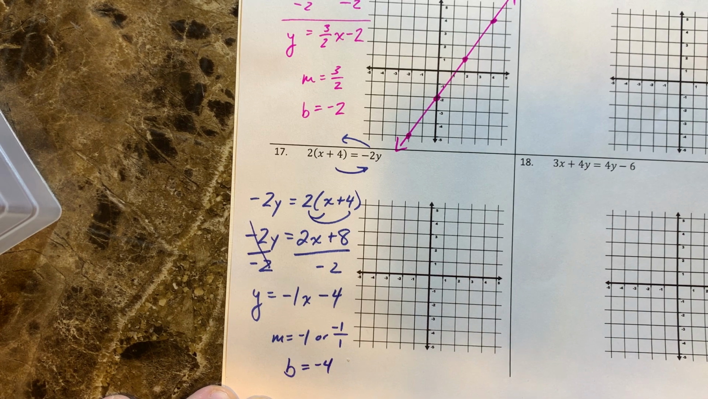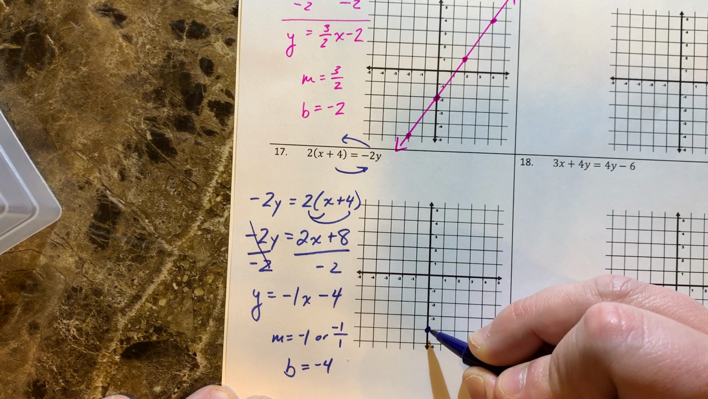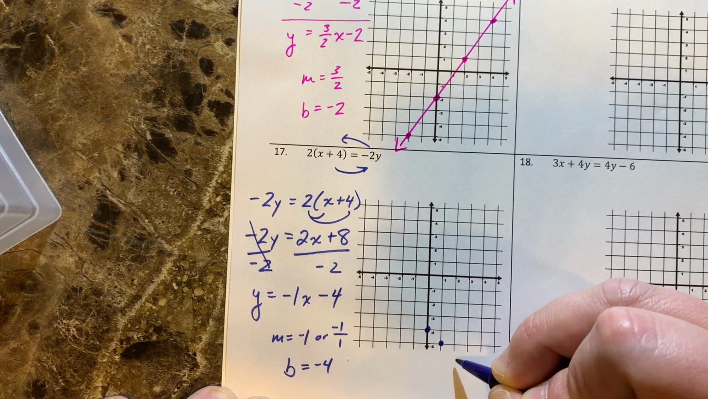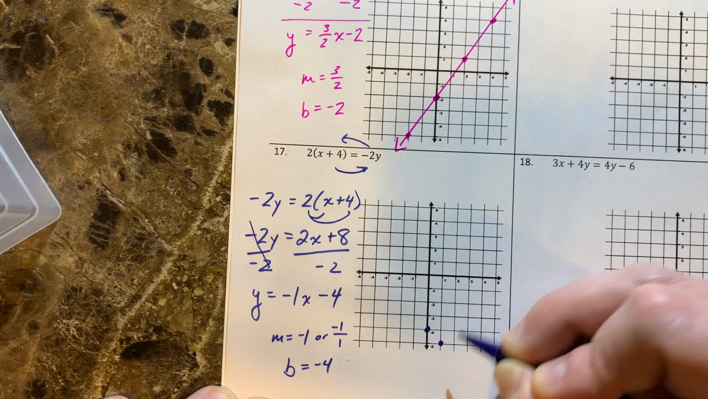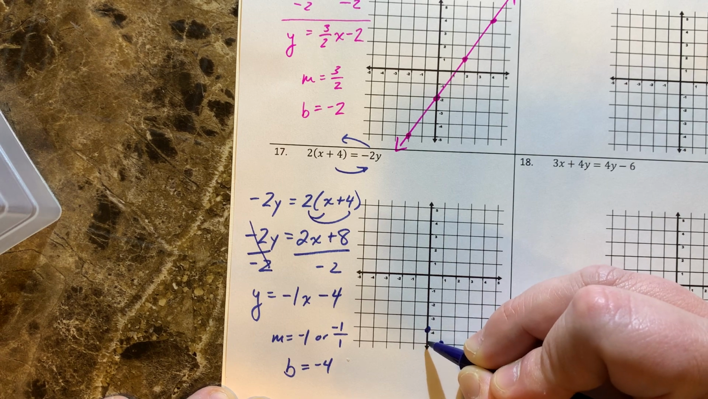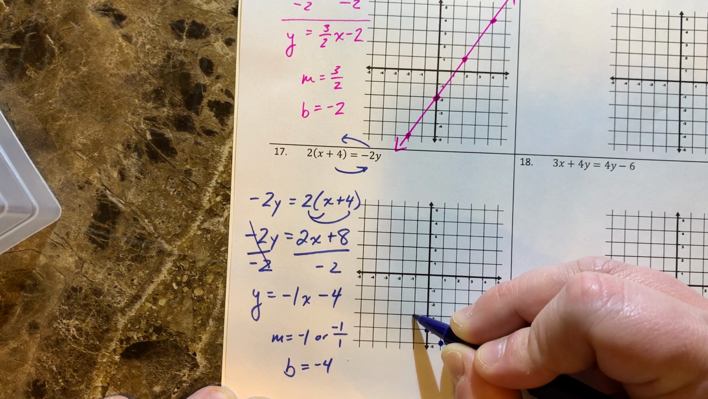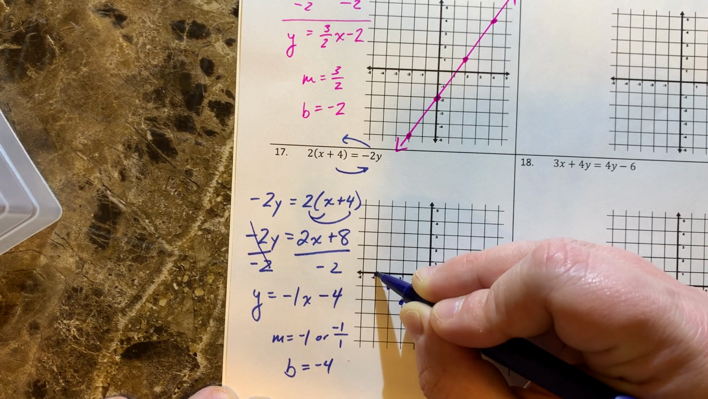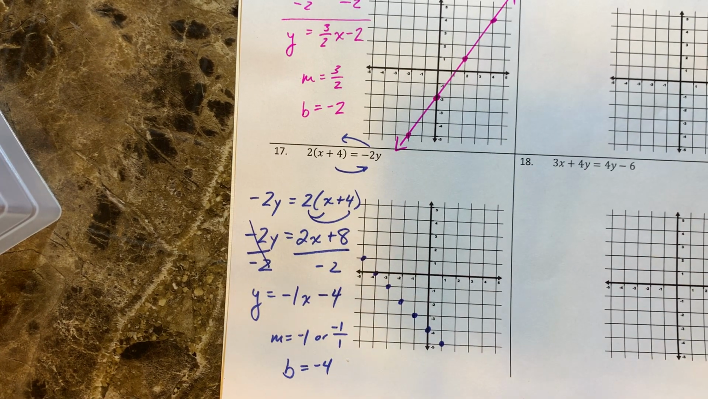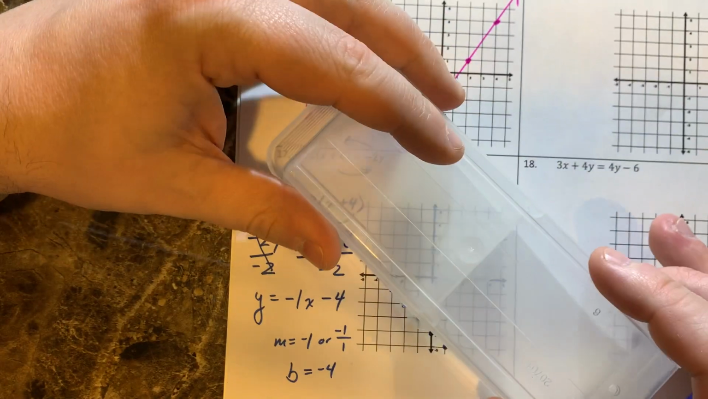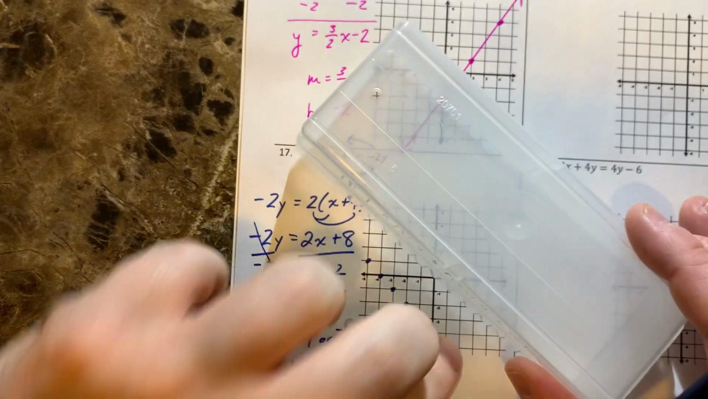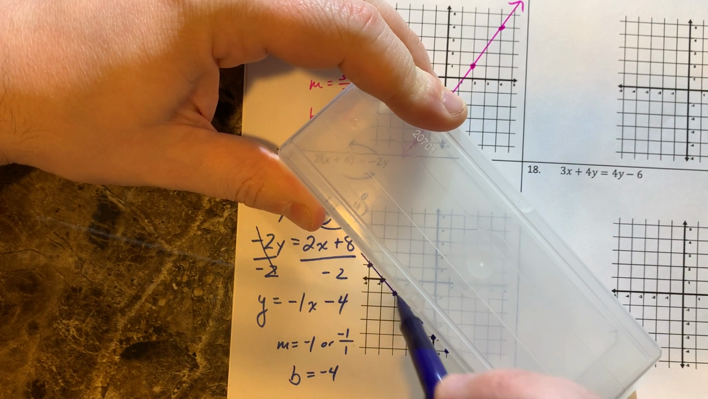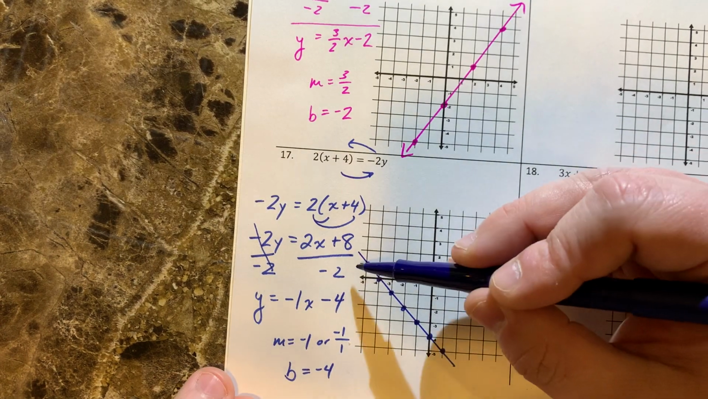So I start at negative 4, and I go down 1 over 1, and I would go down 1 over 1 more if I could, but I ran out of room already. So instead of going down 1, right 1, up 1, left 1 instead. So I'll backtrack and fill in some more points. And so this creates our last line of the lesson.